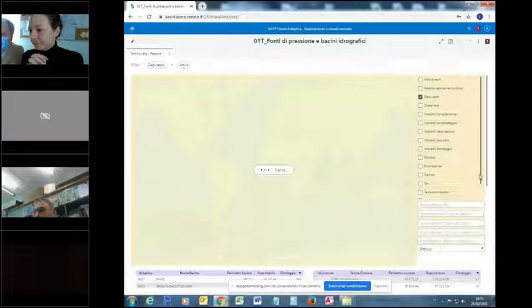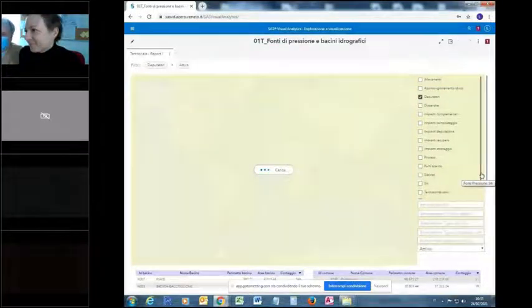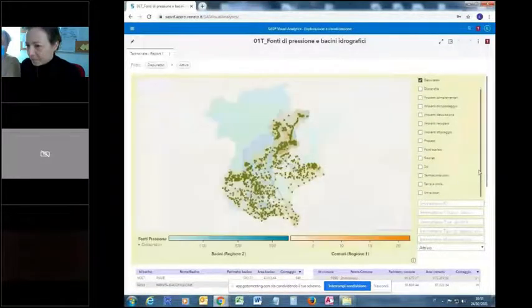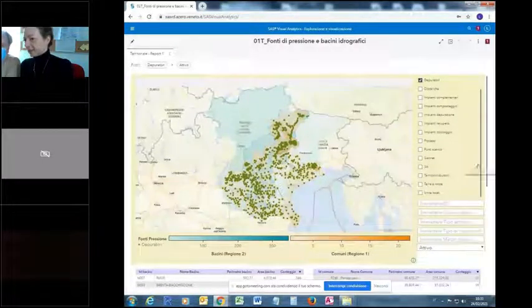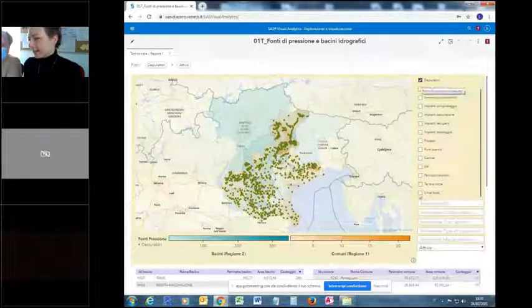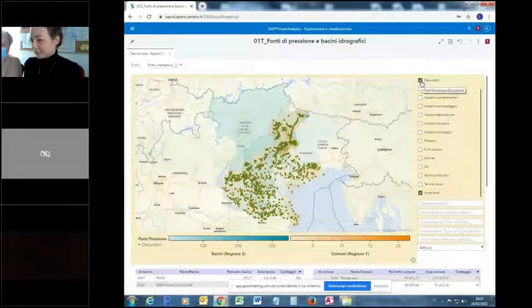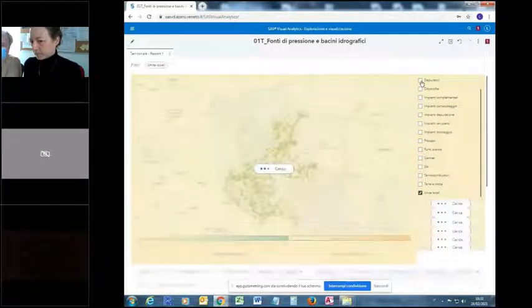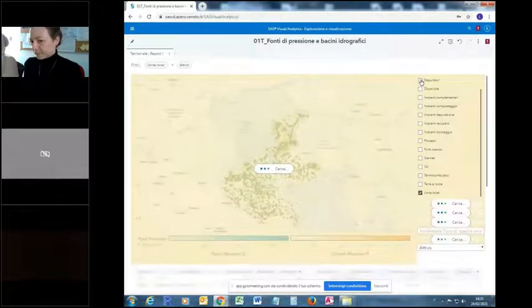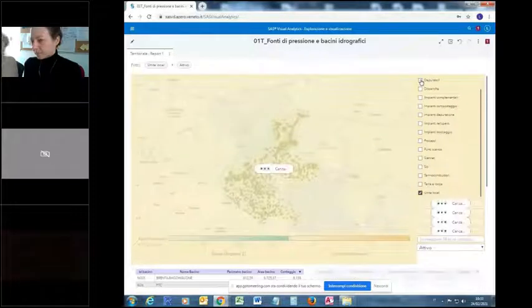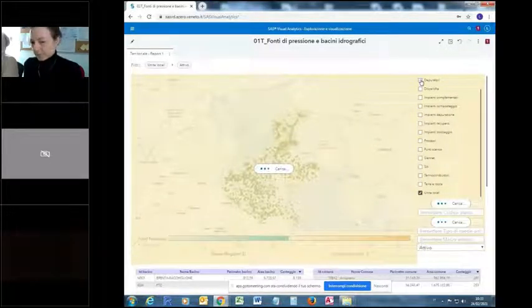Just a few moments of patience. Okay. Now we will deselect wastewater treatment plants and select local productive facilities. Moments of suspense.